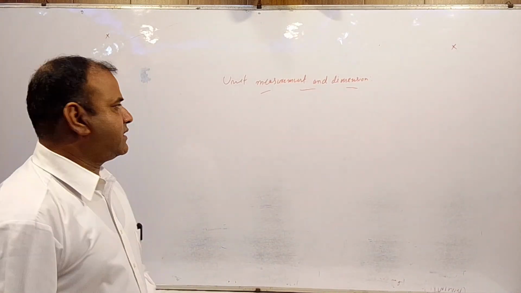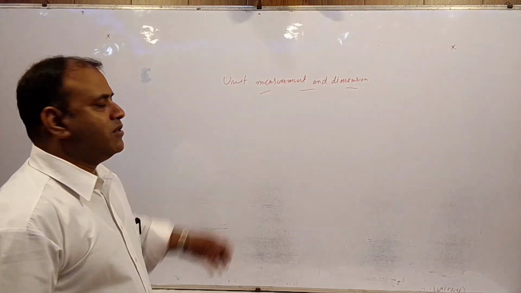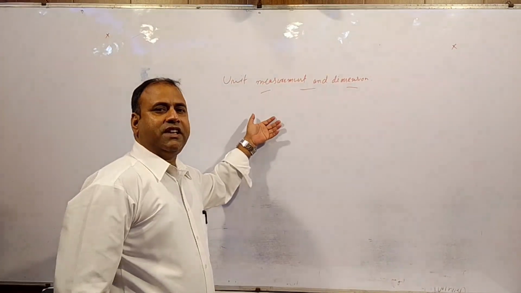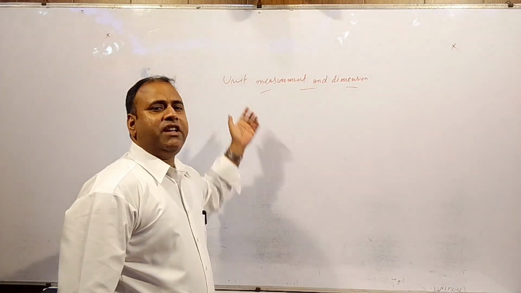So, first chapter of physics: Unit, Measurement, and Dimension. This is a very important chapter because in your CEE exam some questions will come from this chapter. So now see, first, what is the meaning of unit.